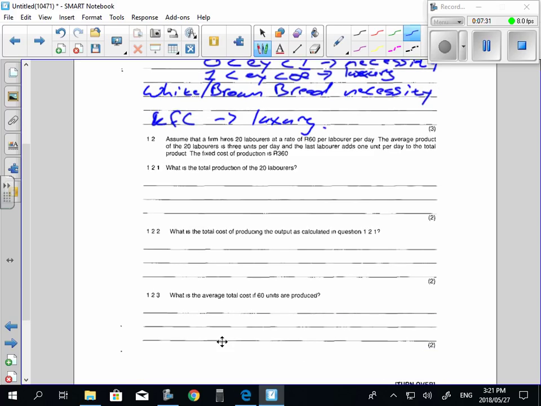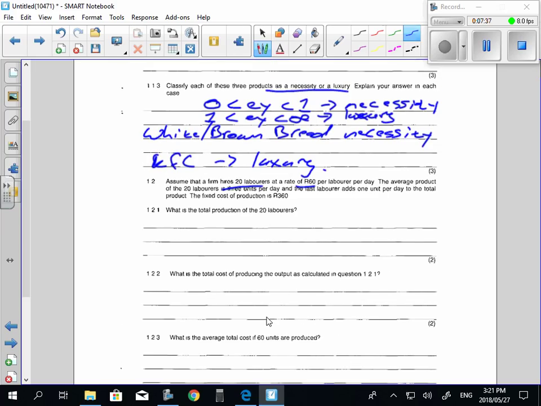Assume that a firm hires 20 laborers at a rate of 60 Rand per hour or day, whatever. Average product of the laborers is 3 units per day, and the last laborer adds 1 unit per day to the total product. The fixed cost of production is 360 Rand. What is the total production of the 20 laborers? Okay. Well, what they've told us here is that there are 20 laborers, and the average product of labor is 3 units. So to work back to your total product, you multiply your average product by the amount of laborers. So if there's 20 laborers and they're each producing 3 units, it means that your total output is 60 units.